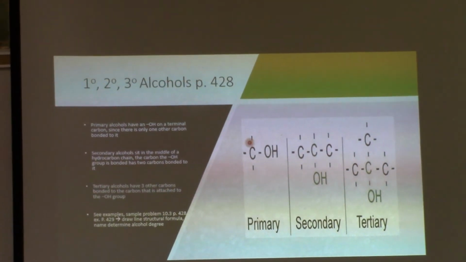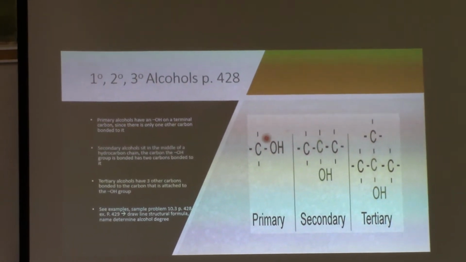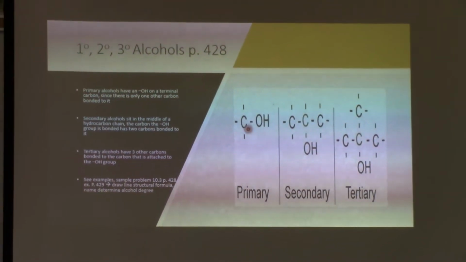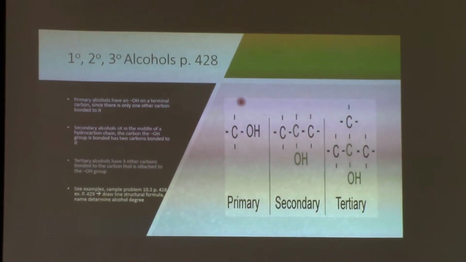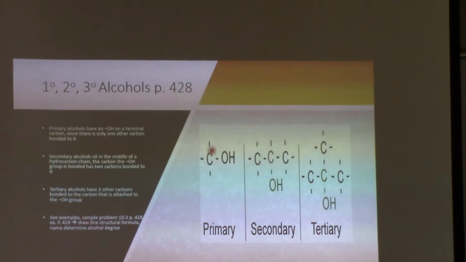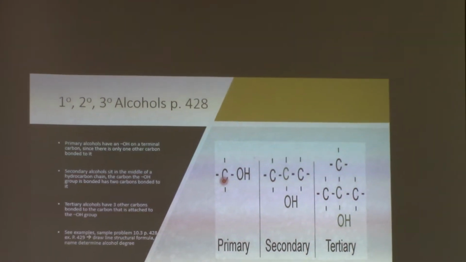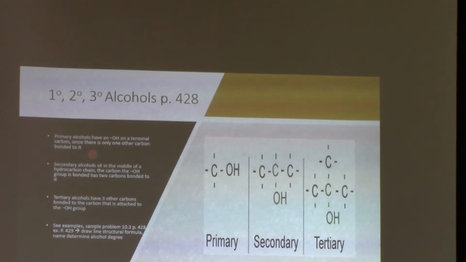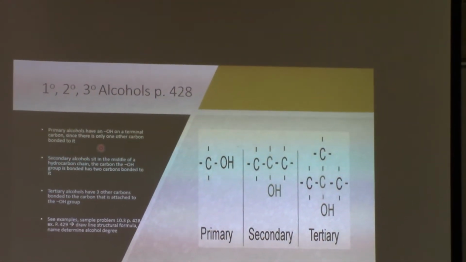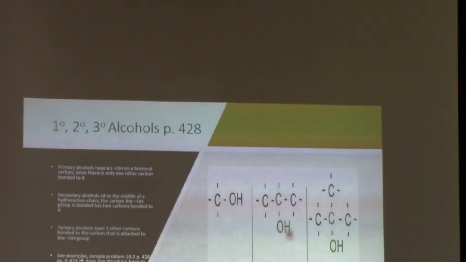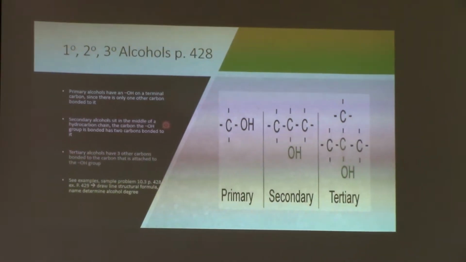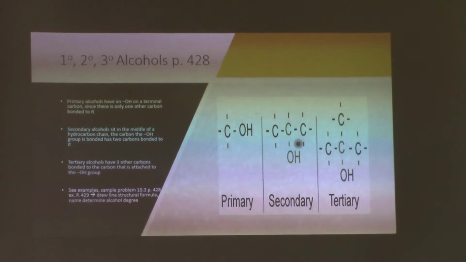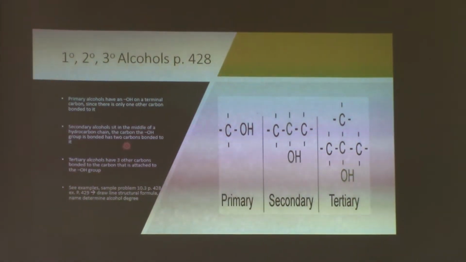You could also have different degrees of alcohol. With a primary alcohol, the carbon is only bonded to one other carbon. Primary alcohols have an OH on a terminal carbon, so there's only one other carbon bonded to it. Secondary alcohols sit in the middle of a hydrocarbon chain, so they have 2 carbons attached to them. So this would be a secondary alcohol.